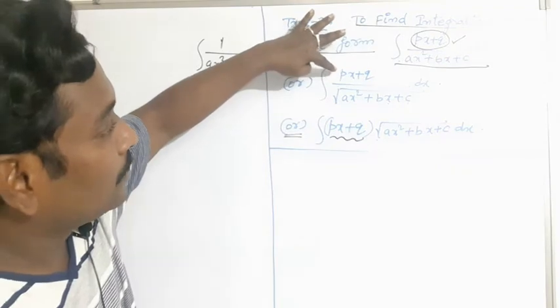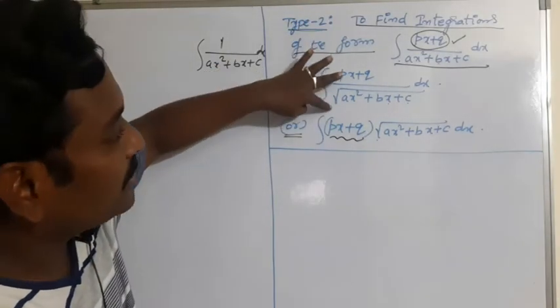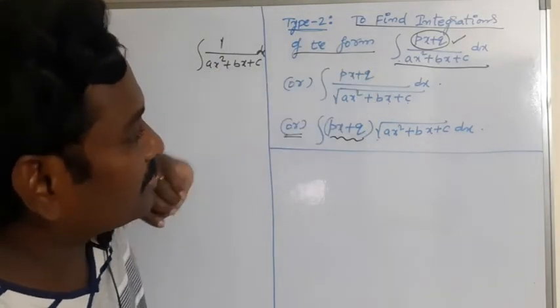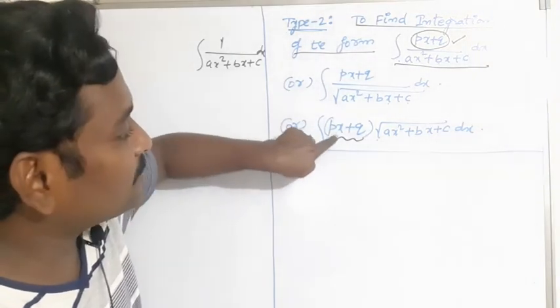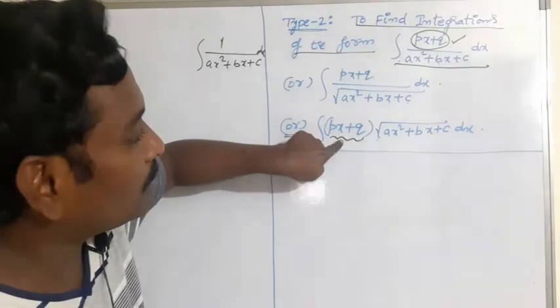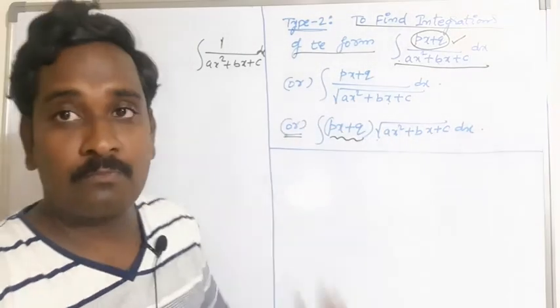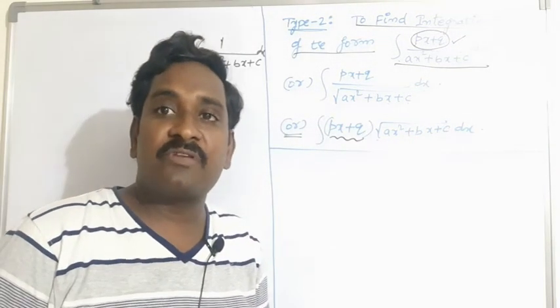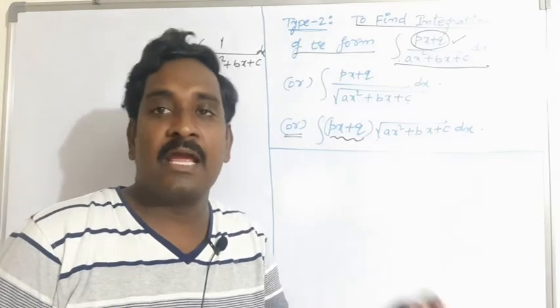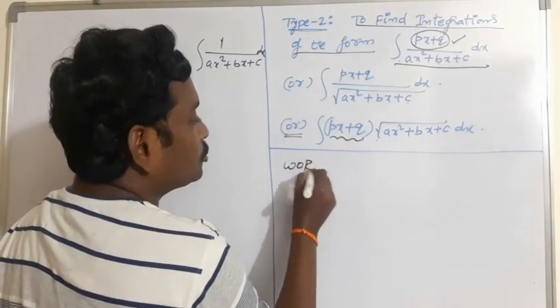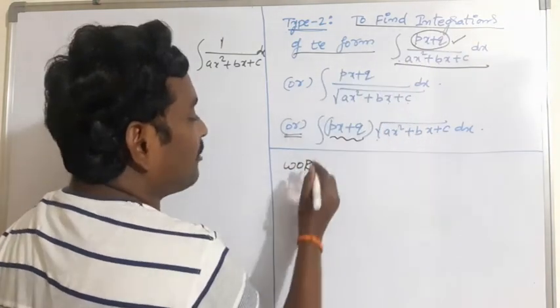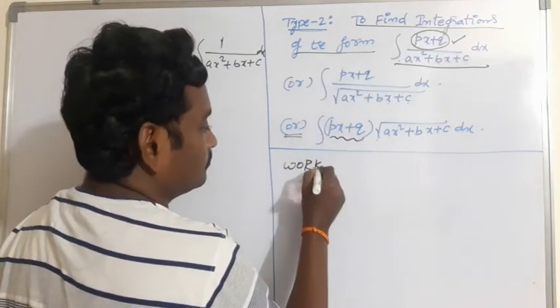Maybe the numerator is a linear term, the denominator is root over a quadratic term. Sometimes the given integration is also in the form of px plus q, integration of a linear term into root over a quadratic term. That is the difference between the previous method and this method. So, write the working rule to solve the problems of this type of integrations.